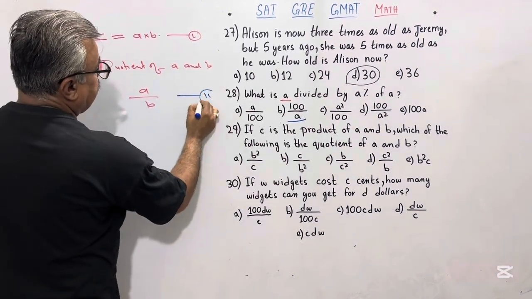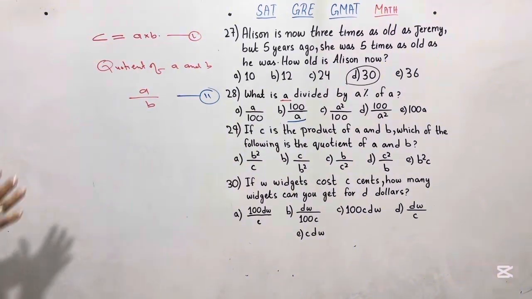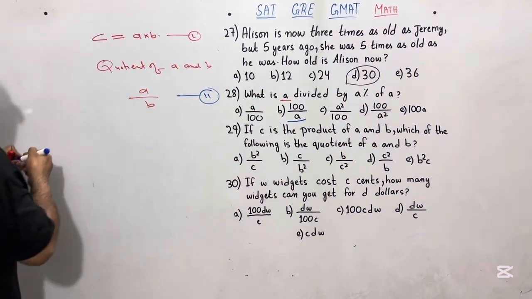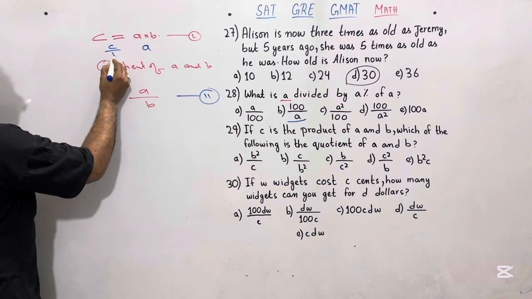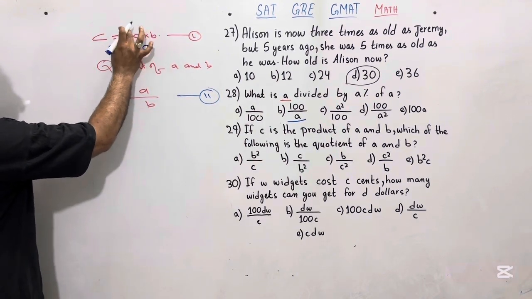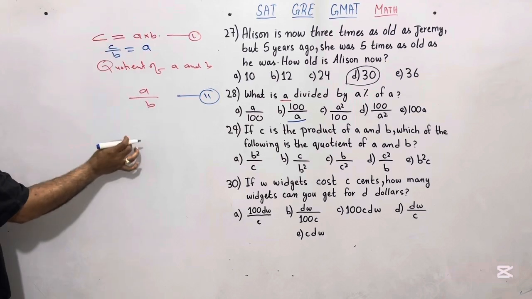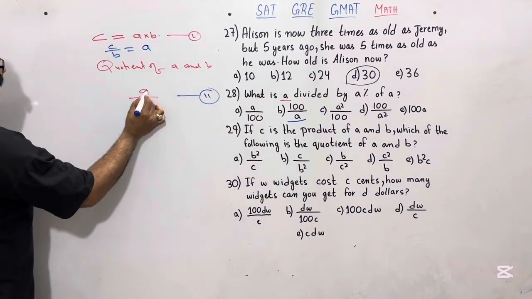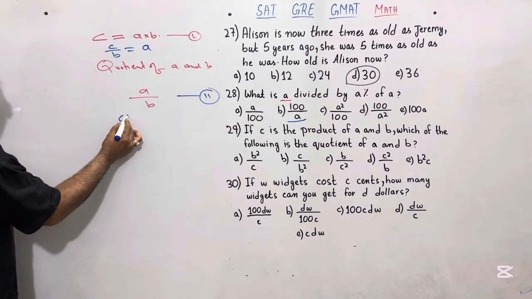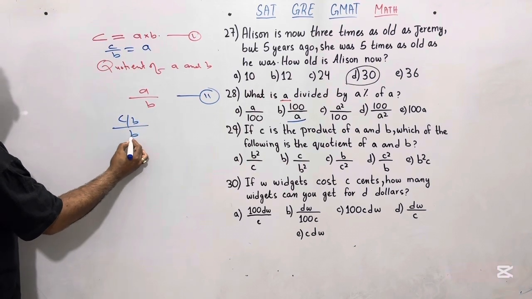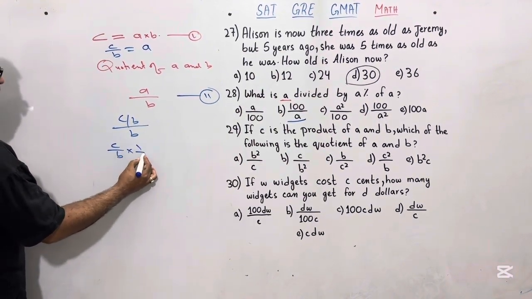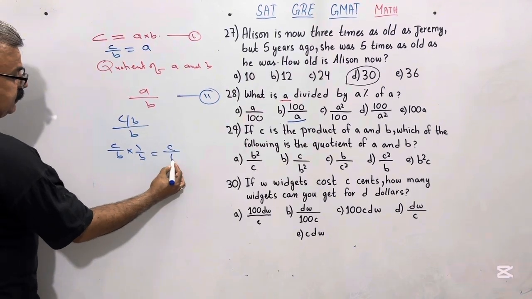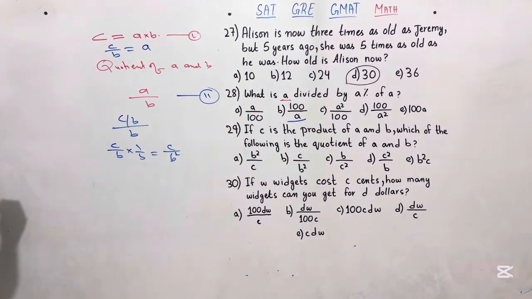We have to eliminate A between two conditions. Gather the value of A from here. Our A is C over B. The value of A from the first condition is C over B. Replace here. Instead of A, we can write C over B divided by B. We have C over B times 1 over B, or C over B square. It's our answer.